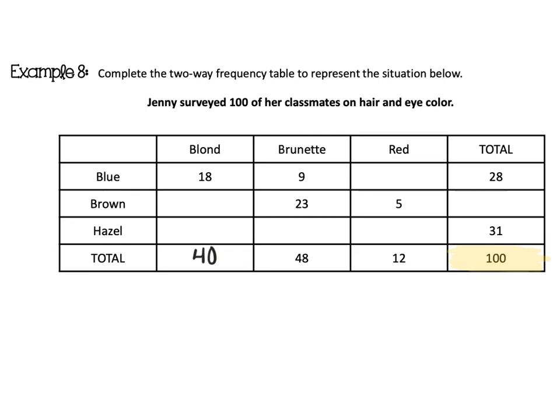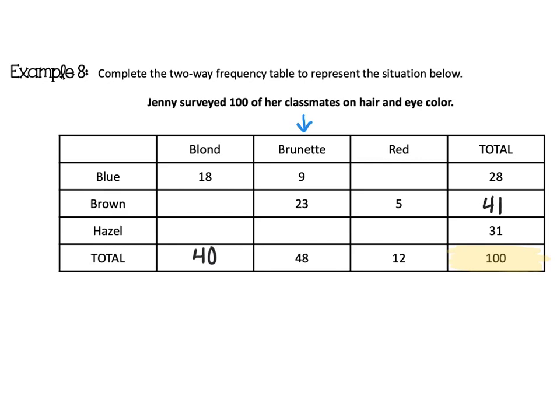And in the other marginal frequency column, if 31 of them had hazel eyes and 28 of them had blue eyes, then 41 of them must have had brown eyes. Now I can use those marginal frequencies to fill in my joint frequencies. So the easiest column to start with is going to be the brunette column because I have 2 out of the 3 values. So the total brunettes has to be 48.